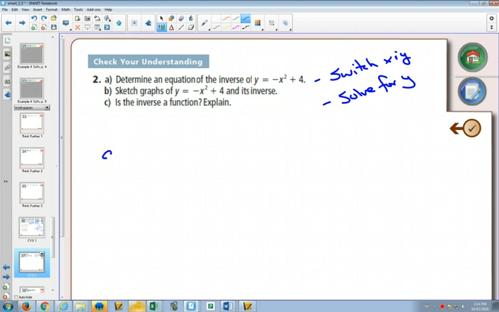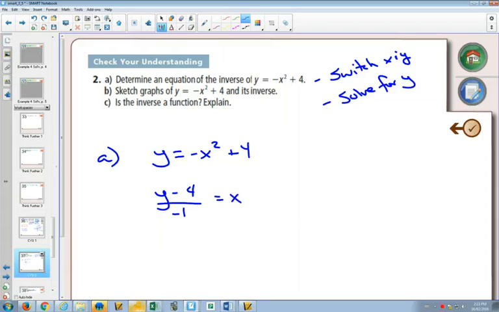When we have y equals negative x squared plus 4, what we need to do is move the 4 over, divide by a negative 1 to get x squared by itself, and then square root both sides. When you square root both sides, you're going to get plus or minus. Are you all right that when I divide by that negative 1, I write negative y plus 4? Dividing both the y and the negative 4 by negative 1.